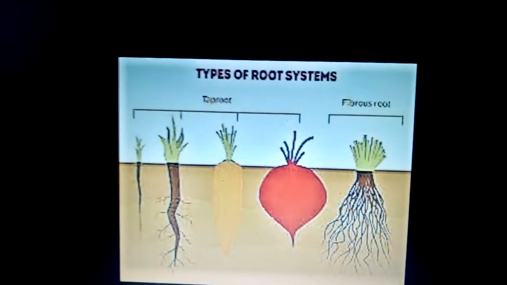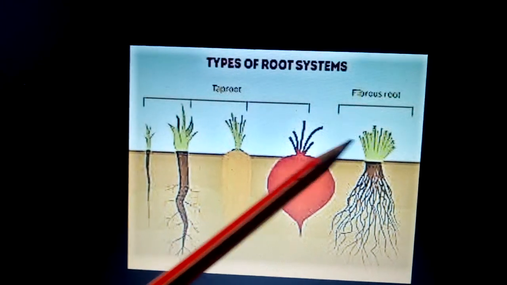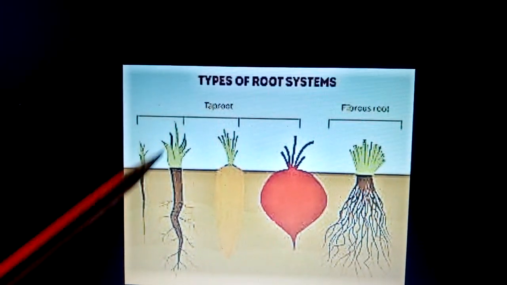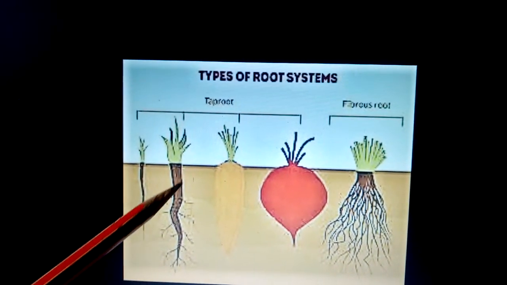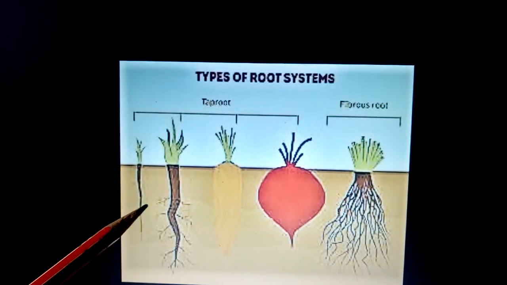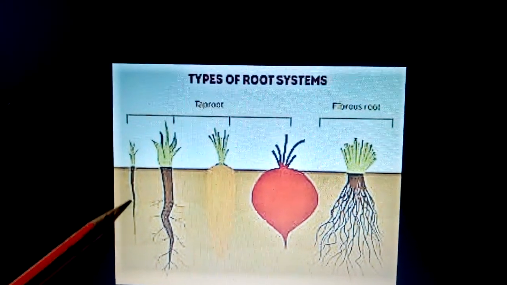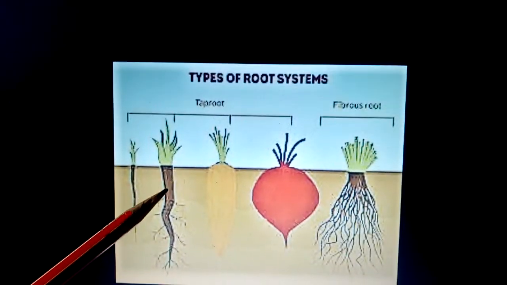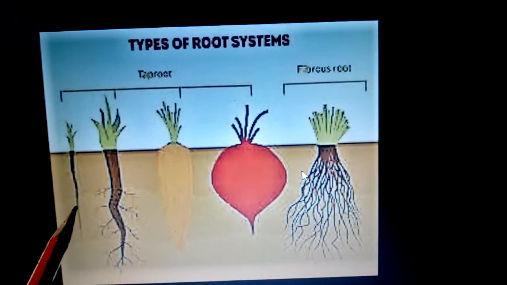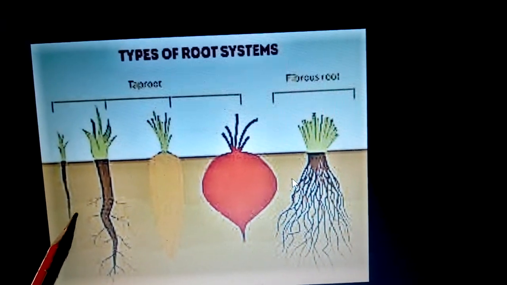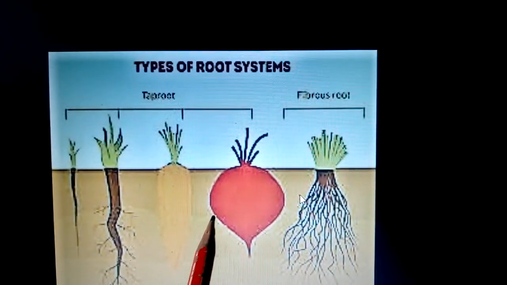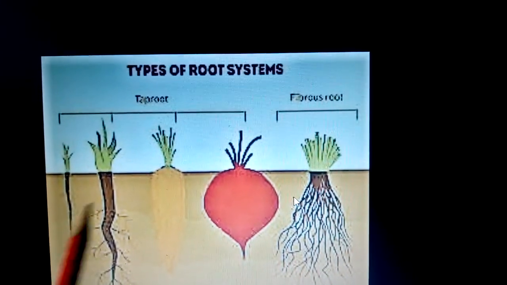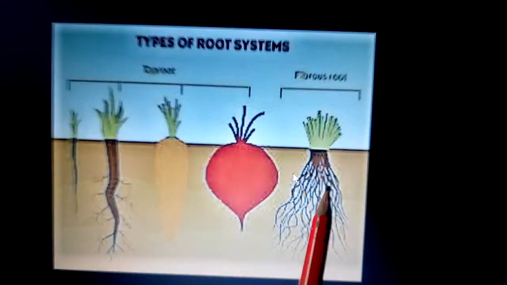Next, the fibrous root does not go deep into the soil, and the taproot goes deep into the soil. These are different types of taproot. This is one type of taproot, and this is also one type of taproot. This is one type of fibrous root, and this is also a fibrous root.